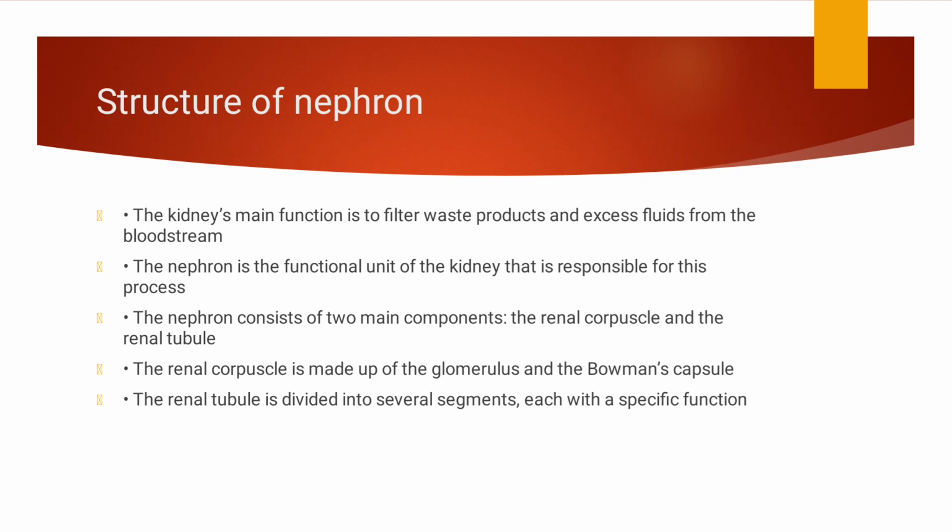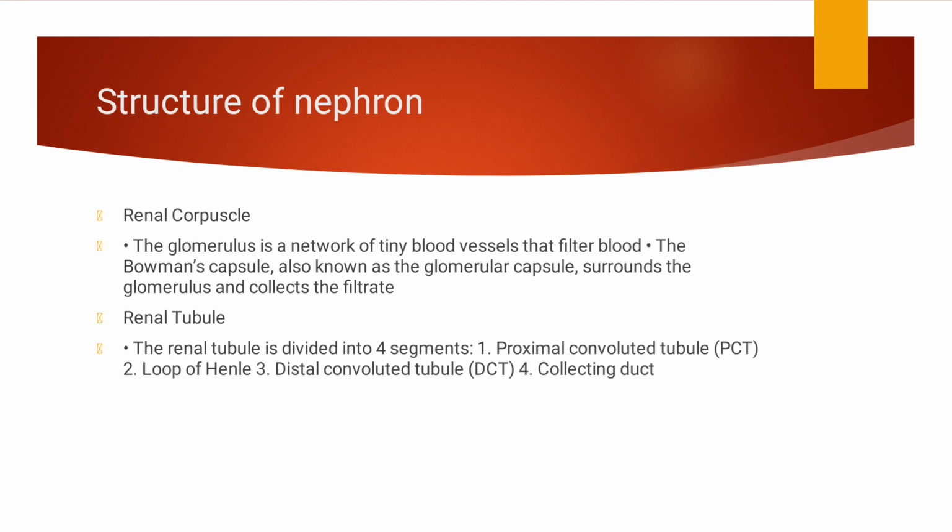This nephron consists of two main components, the renal corpuscle and the renal tubule. The renal corpuscle is made up of the glomerulus and Bowman's capsule. Then the renal tubule consists of four segments: proximal convoluted tubule, loop of Henle, distal convoluted tubule, and collecting duct.